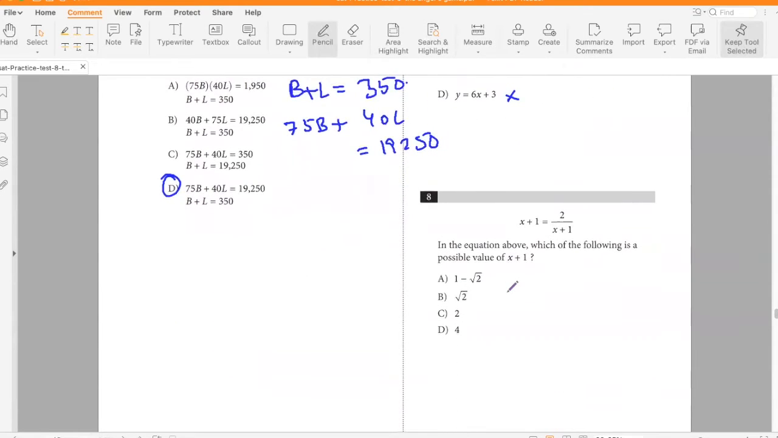In the equation above, which of the following is a possible value of x plus 1? So if we cross multiply, x plus 1 whole squared is 2. So x plus 1 will be plus or minus root 2. So from the options, plus root 2.